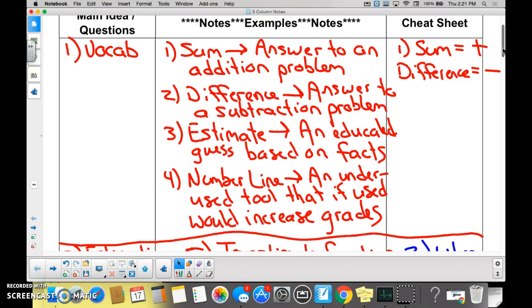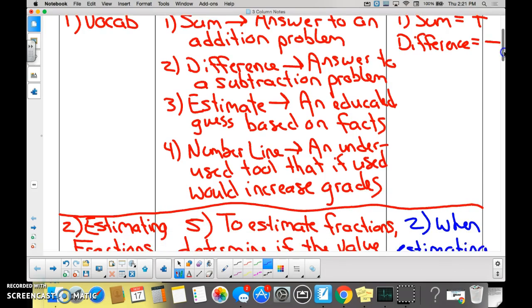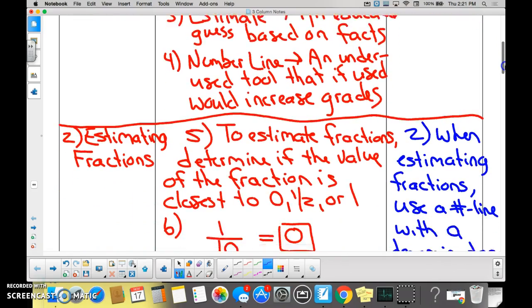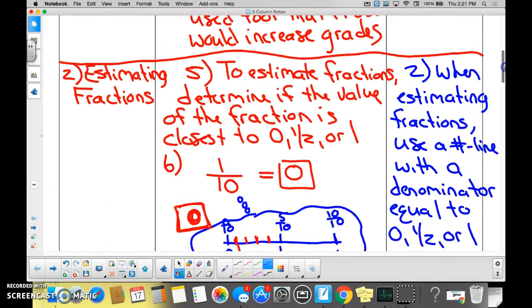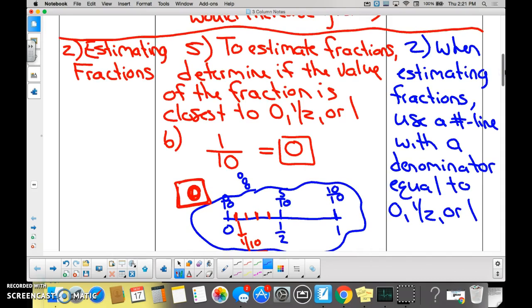Okay, I'm going to say that one more time. A number line is a super useful tool that is not used enough. Okay? Number 2, estimating fractions. This is the big deal here. I'm going to reiterate what I said about 1,000 times during the lesson. We struggled horribly last year with this.